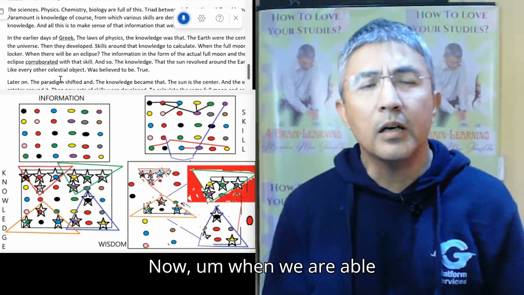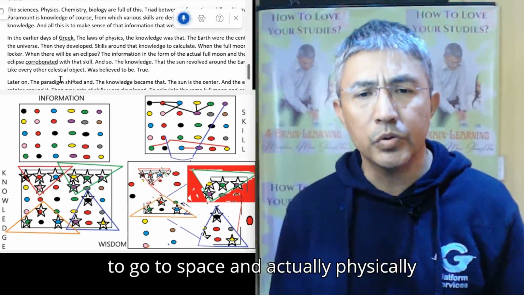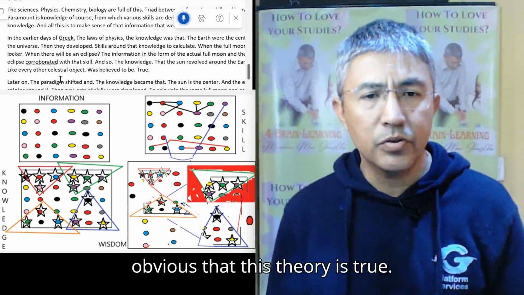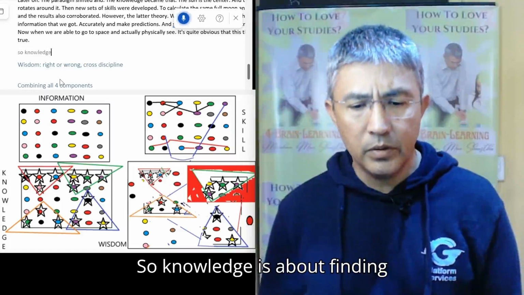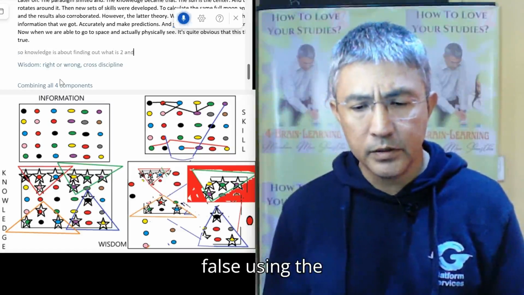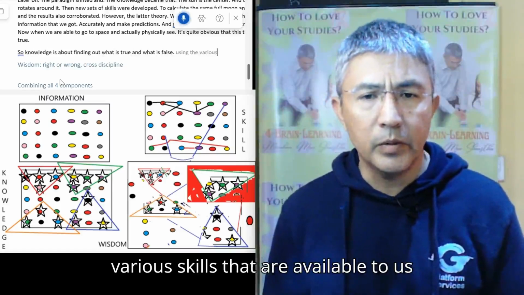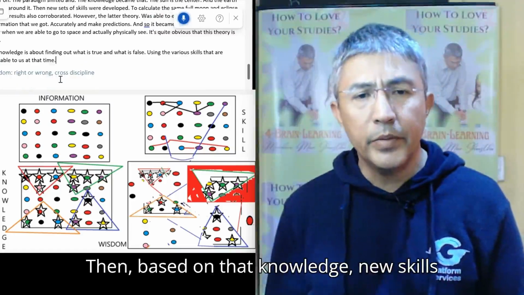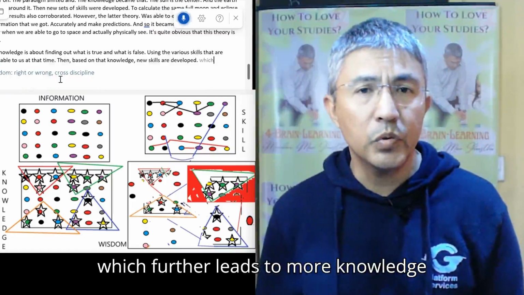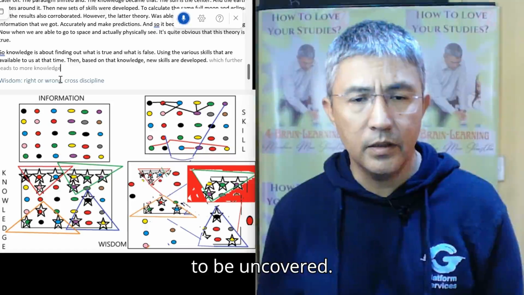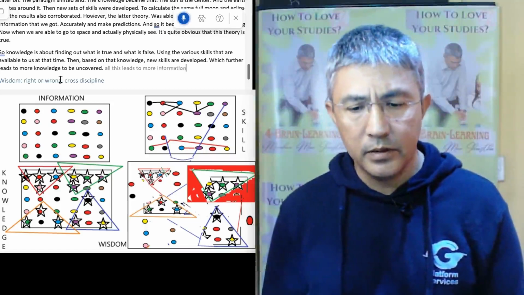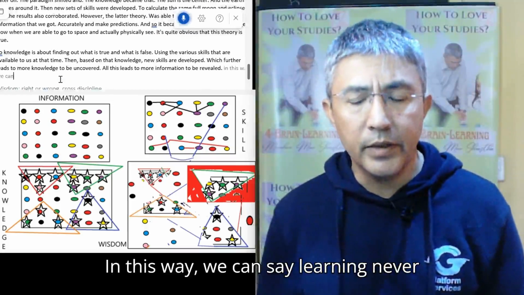Now, when we are able to go to space and actually physically see, it's quite obvious that this theory is true. So, knowledge is about finding out what is true and what is false using the various skills that are available to us at that time. Then, based on that knowledge, new skills are developed, which further leads to more knowledge to be uncovered. All this leads to more information to be revealed. In this way, we can say learning never ends.